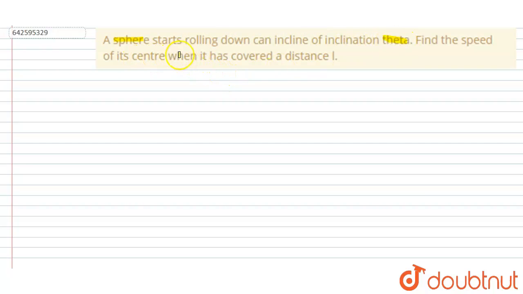Hello everyone, a sphere starts rolling down an inclined plane of inclination theta. Find the speed of its center when it has covered a distance L. So let's suppose this is the inclined plane and the inclination of this inclined plane is theta. A sphere starts from some height and travels L distance along the incline, right?